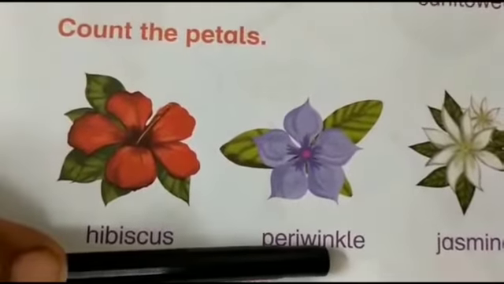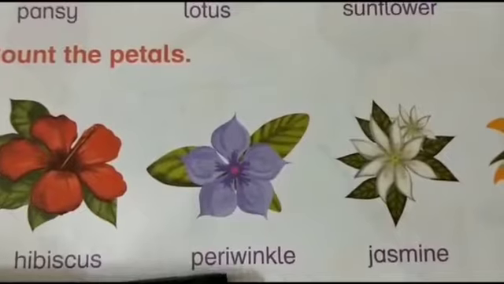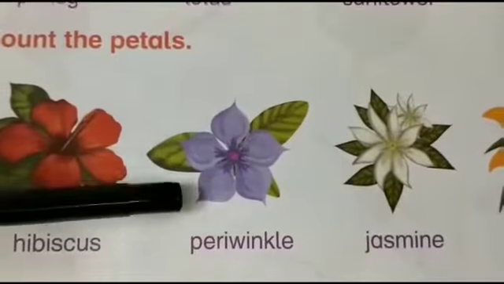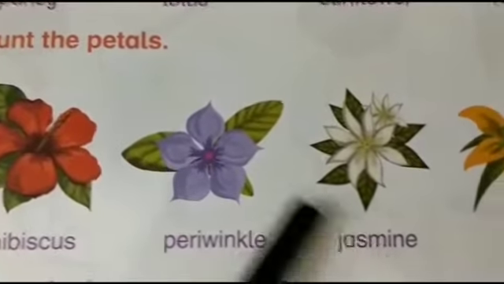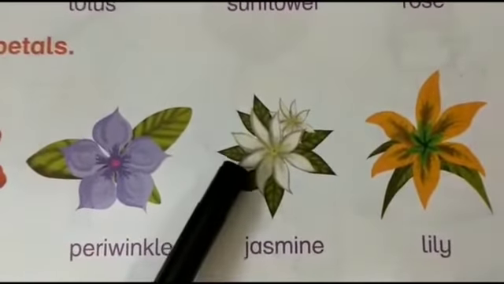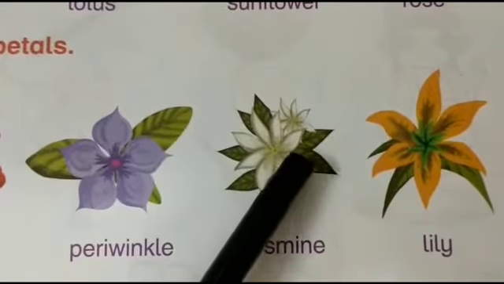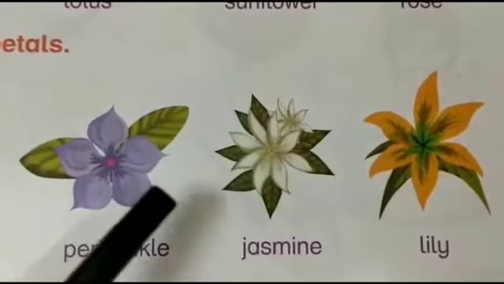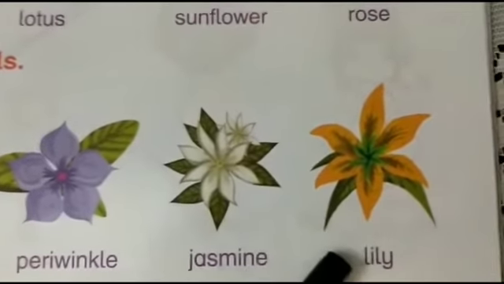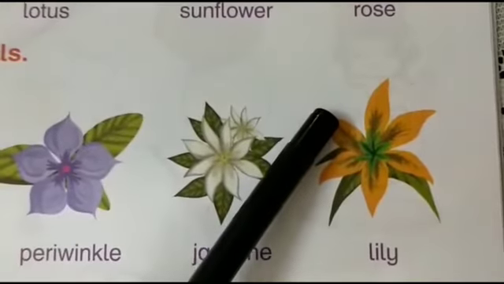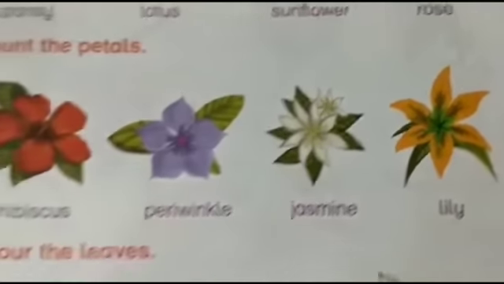And periwinkle. Periwinkle is the next one. It has 1, 2, 3, 4, 5. Again, 5 petals. You will count the petals of jasmine. Yes, count. 1, 2, 3, 4, 5, 6, 7, 8. 8 petals. And lily has 1, 2, 3, 4, 5, 6 petals.